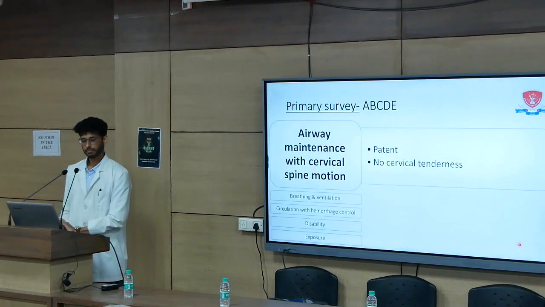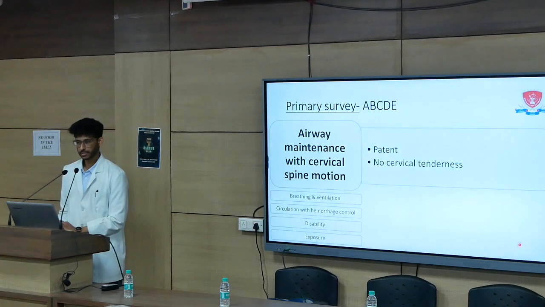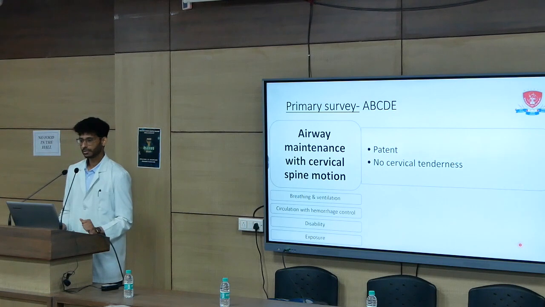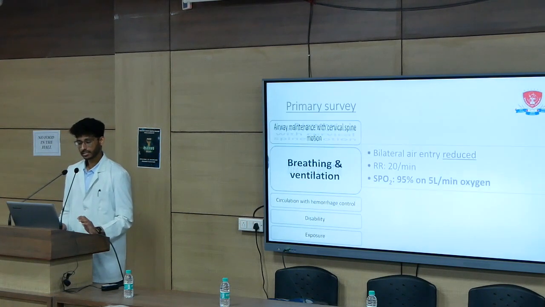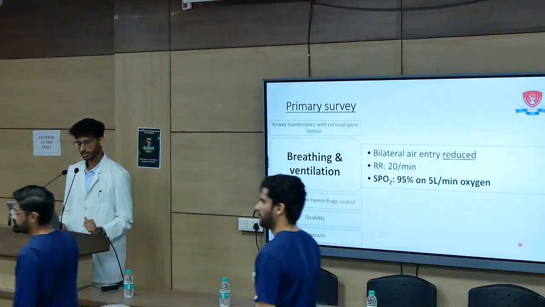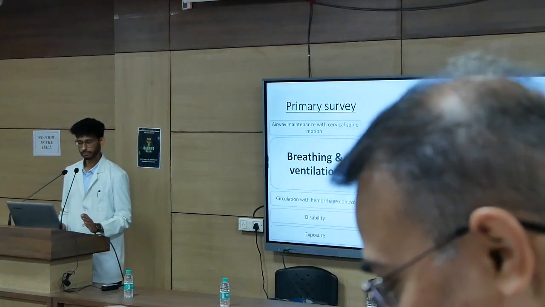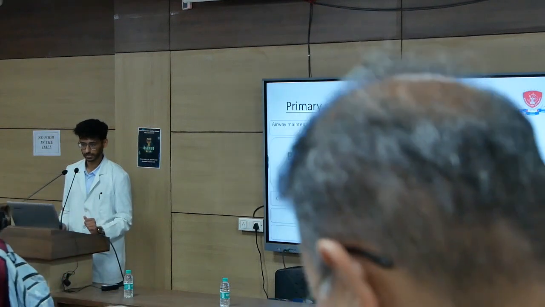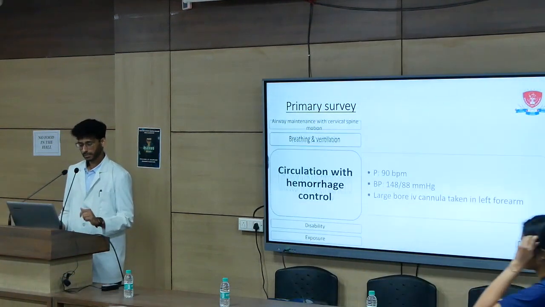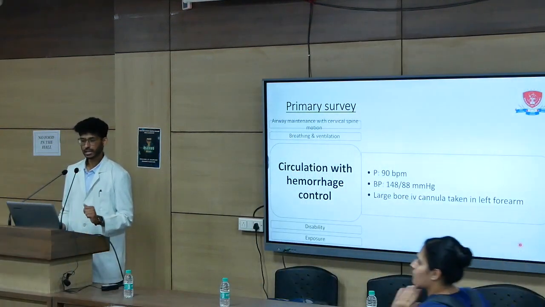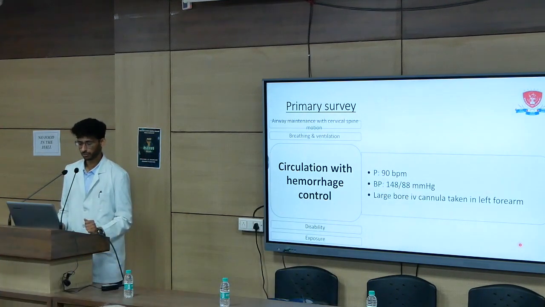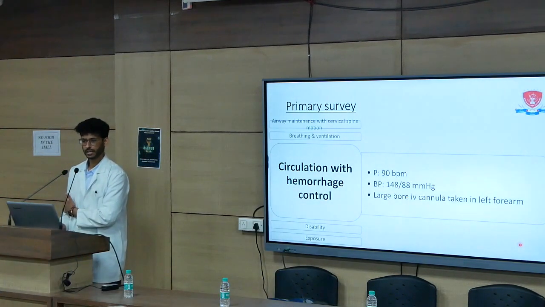Immediately, the primary survey was done according to the ATLS protocol, which is Advanced Trauma Life Support. His airway was patent with no cervical tenderness. His bilateral air entry was reduced with a respiratory rate of 20, and we tapered the saturation down to 95% on 5 liters oxygen on a plain mask. His BP and pulse were as I mentioned earlier, and a large bore IV cannula was taken on the left forearm as he had restricted shoulder movement and pain on the right side.